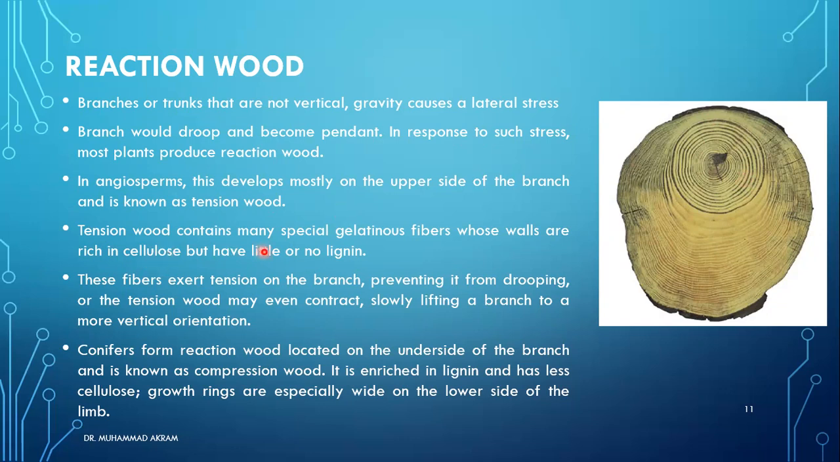Tension wood contains many special gelatinous fibers whose walls are rich in cellulose but have little or no lignin. These fibers exert tension on the branch, preventing it from drooping, or the tension wood may even contract, slowly lifting the branch to a more vertical orientation. Generally, the conifers form reaction wood located on the underside of the branch, known as the compression wood. This wood is known as the compression wood. This is known as the tension wood. However, both types of wood are known as reaction wood.